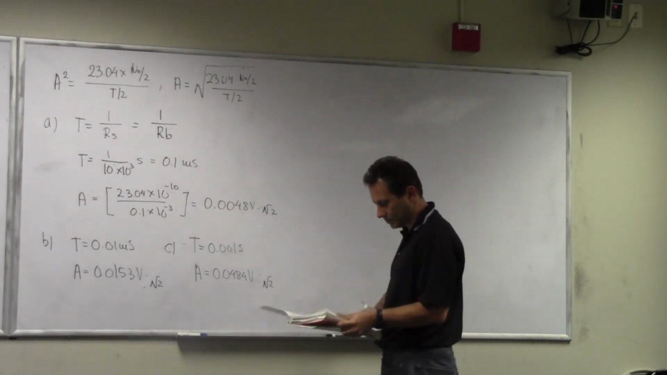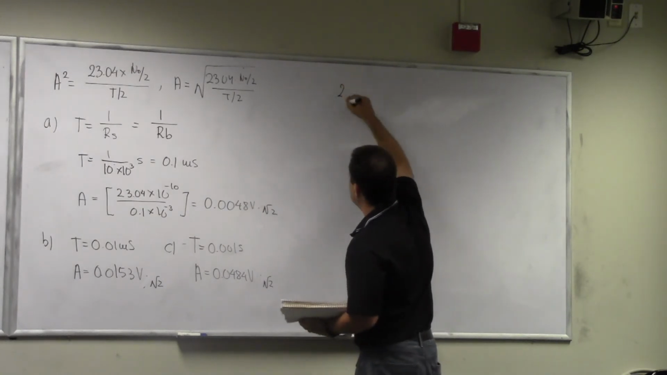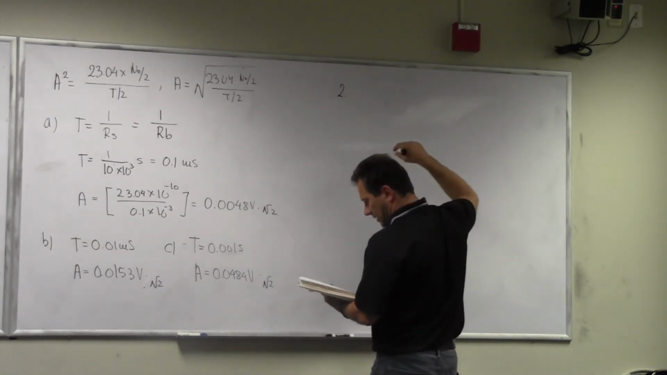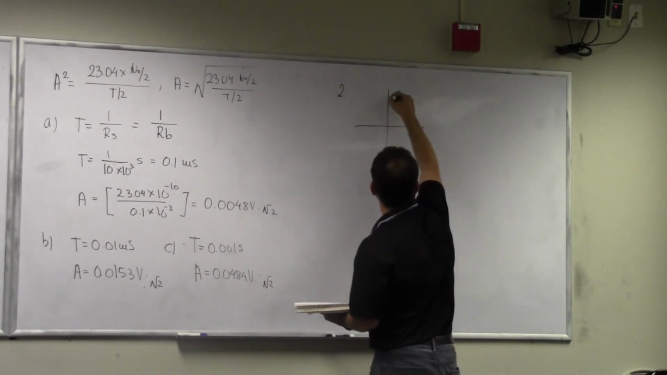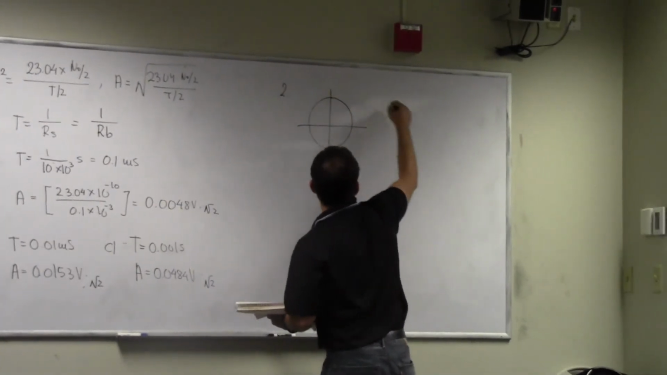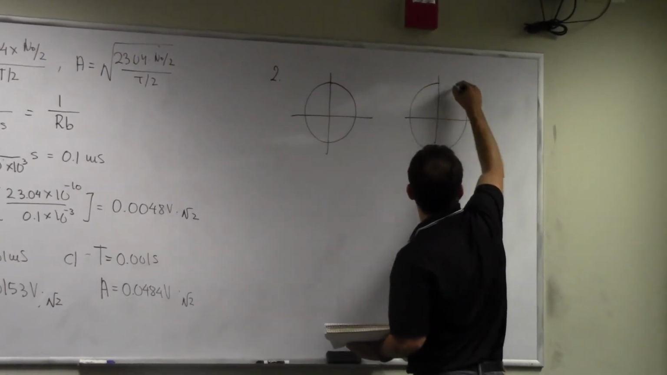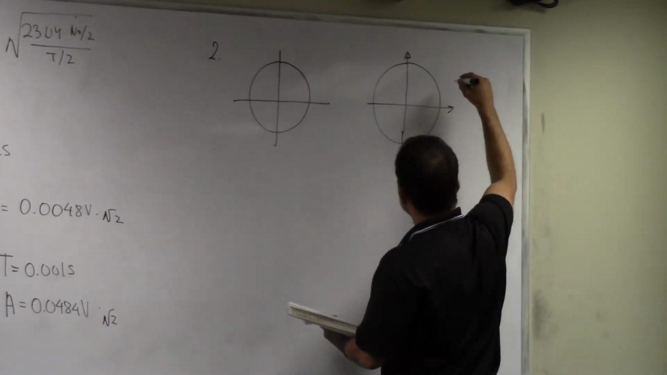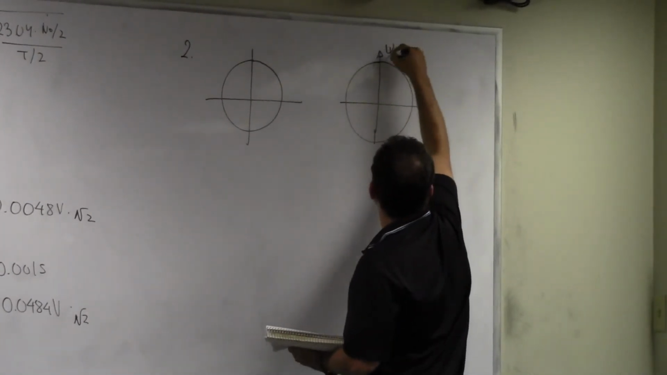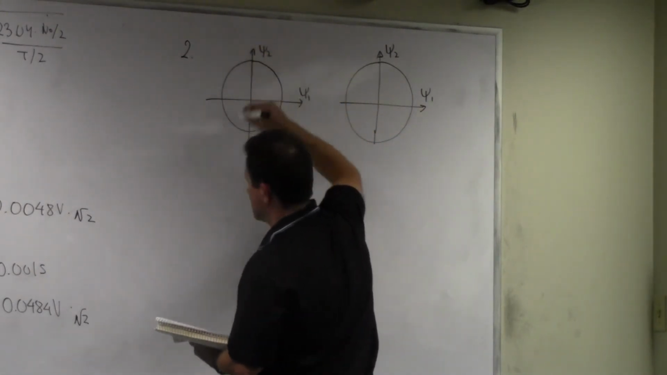All right, so let's switch to number 2. Consider a 4 PSK and 8 PSK signal constellation shown in the diagram. So I have 2 PSK modulation schemes. One is 8 PSK and the other one is 4 PSK. So this is psi 1, psi 2, psi 1, and this is psi 2.